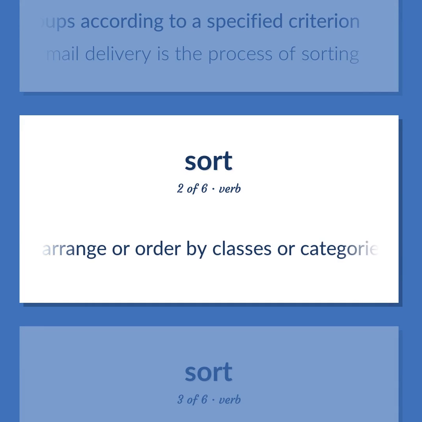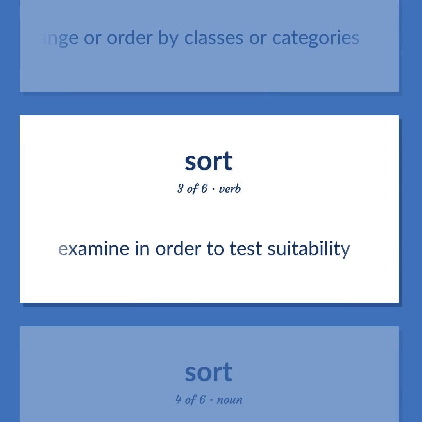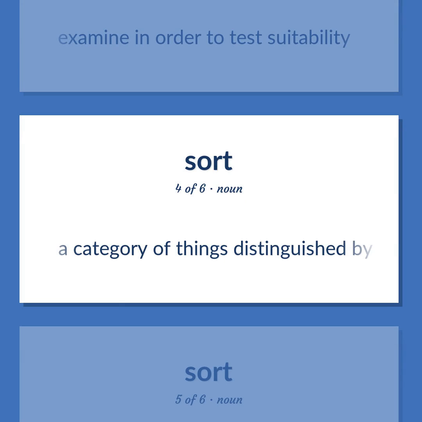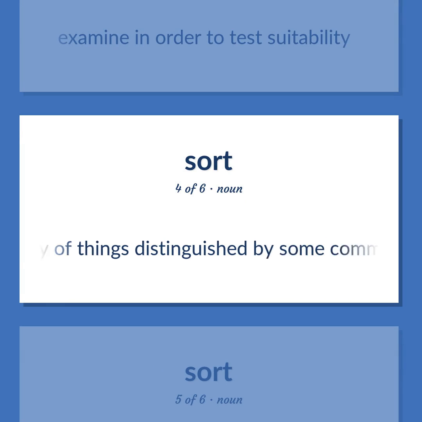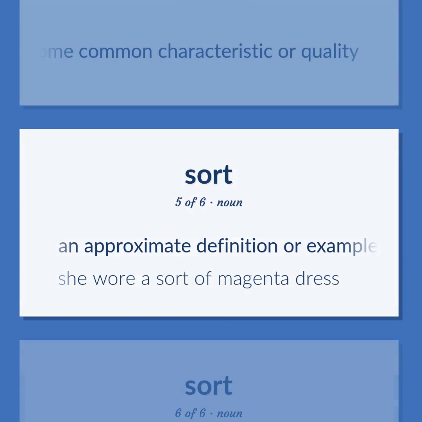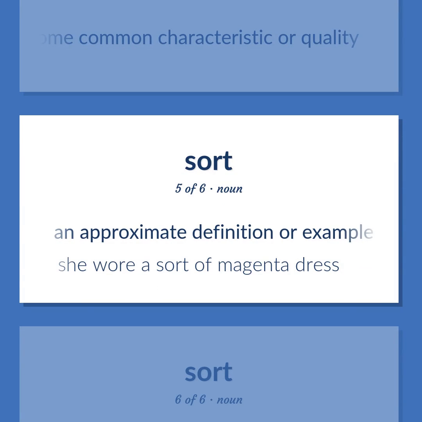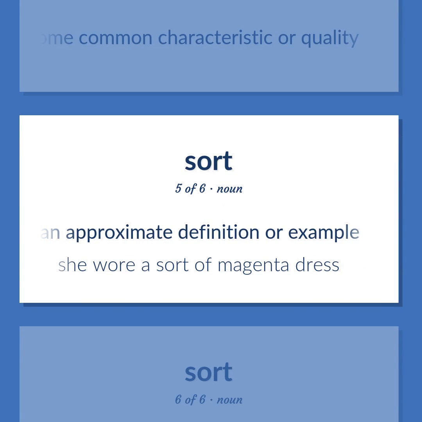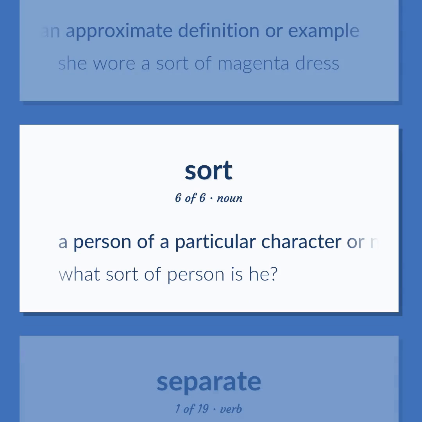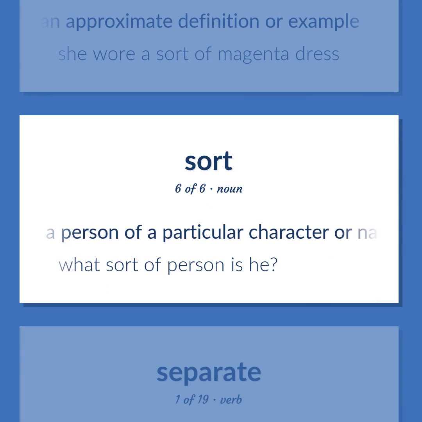Arrange or order by classes or categories. Examine in order to test suitability. A category of things distinguished by some common characteristic or quality. An approximate definition or example. She wore a sort of magenta dress. A person of a particular character or nature. What sort of person is he?